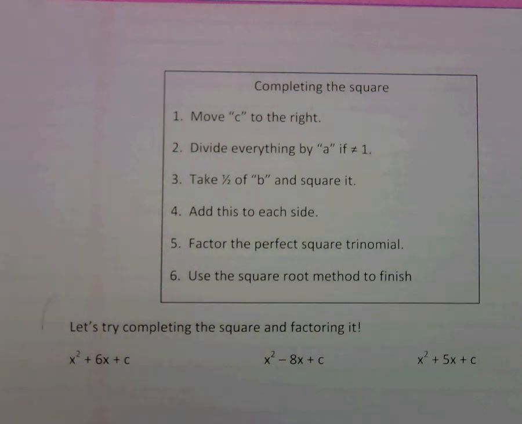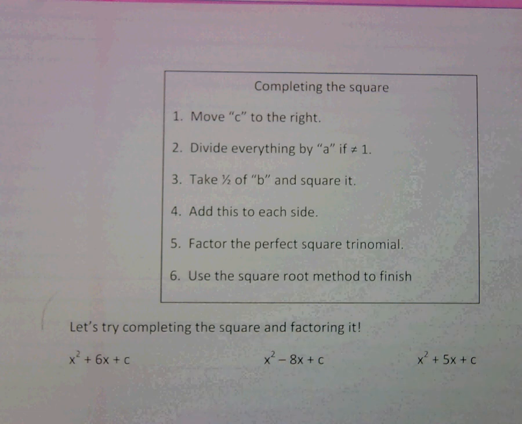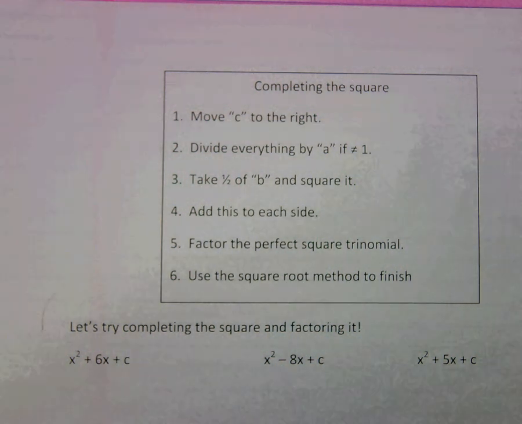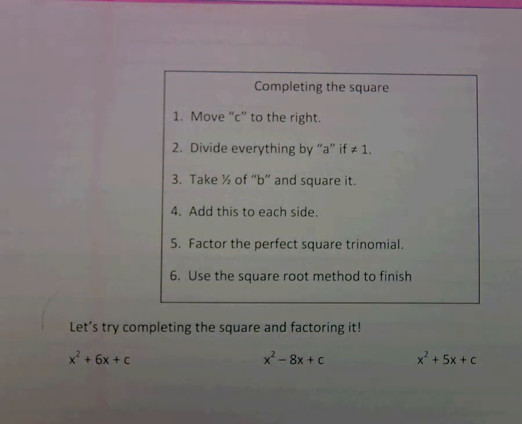And so it says when we have an equation, we want to move the c to the right. We want to divide everything by a if a is not equal to 1. We're going to take half of b and square it, add it to each side. We're going to factor it because now we've created a perfect square trinomial. And then we're going to be able to use the square root method to finish.